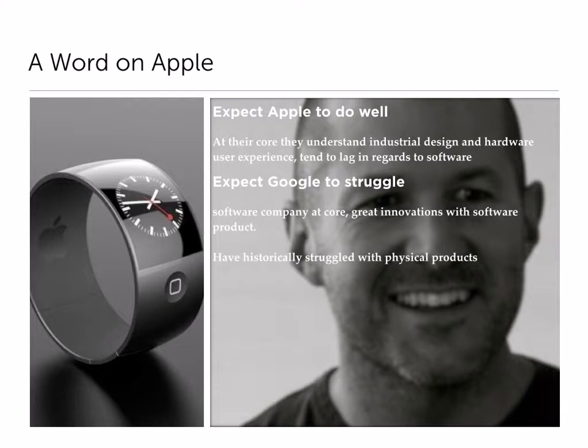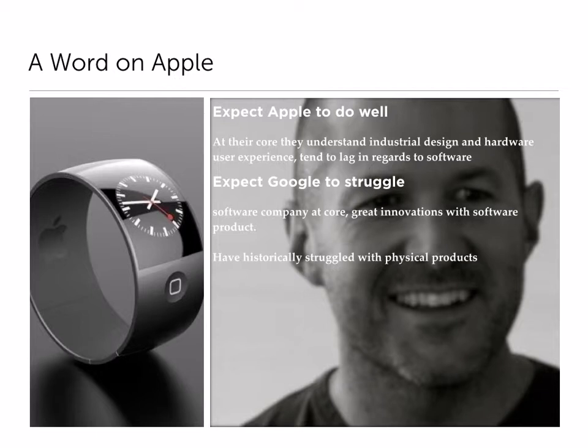Basically because, Apple's a great example. At their core, they understand industrial design and hardware. Even though they actually tend to lag in regards to software. A lot of their data architecture and a lot of their data structures is not as efficient or as contemporary as, say, someone like Google's. And Google, for instance, they're a software company at their core.